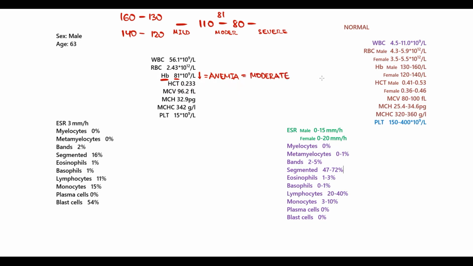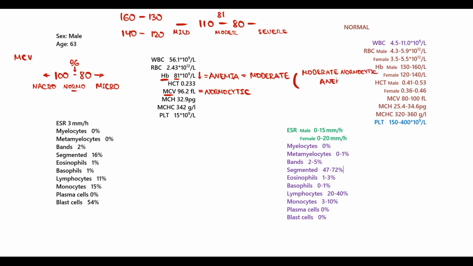The type of anemia, according to the size of red blood cells, we determine by MCV. The red blood cells with MCV between 80 and 100 are called normocytes, greater than 100 macrocytes, and lesser than 80 microcytes. In this case, MCV is 96, so it's normocytes. So it's moderate normocytic anemia. Usually, when hemoglobin is low, red blood cells are low. And in this case, red blood cells 2.43 is significantly lower than normal.